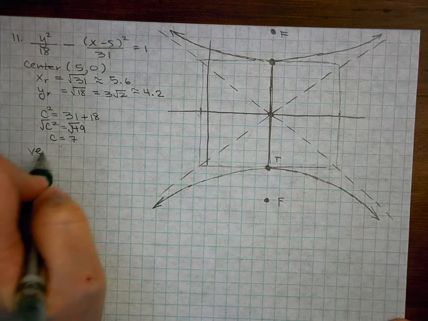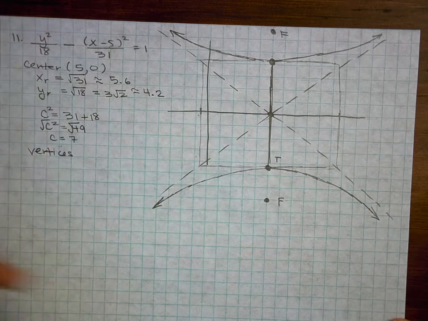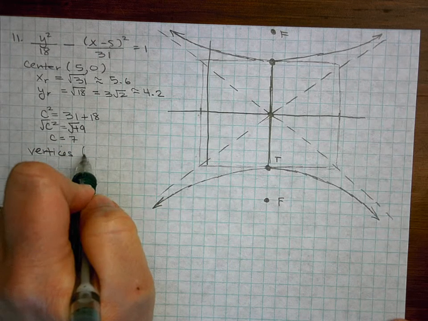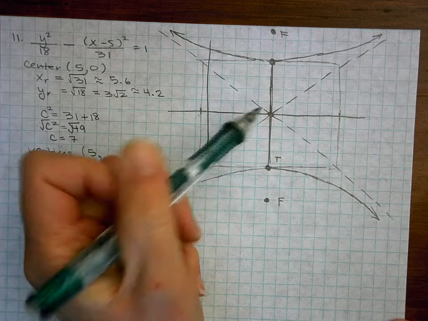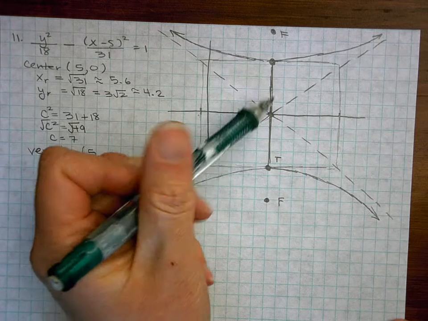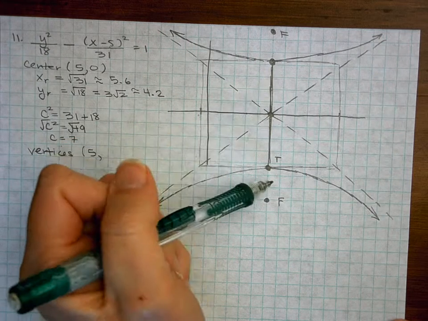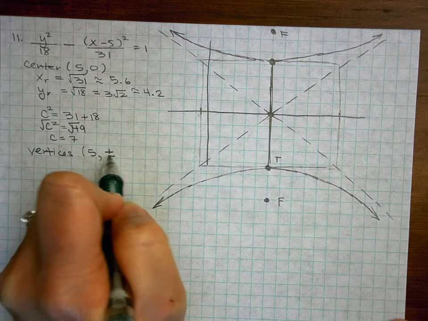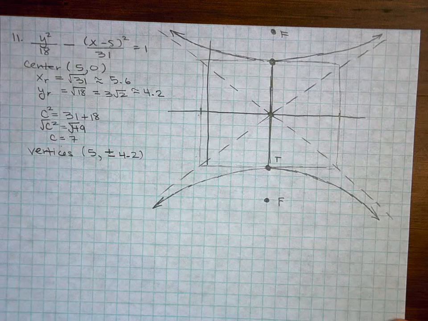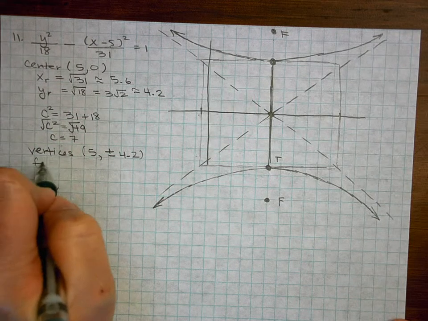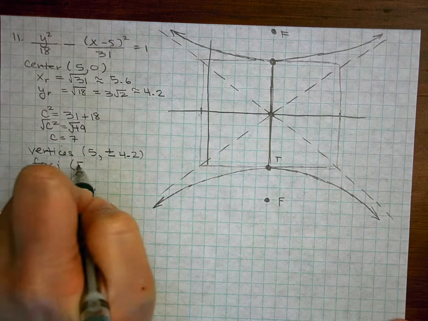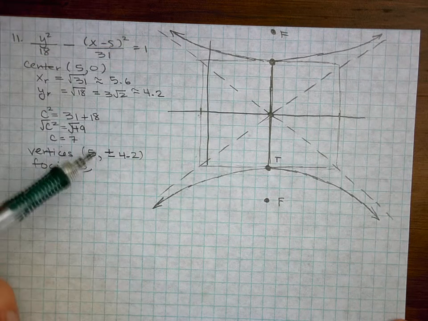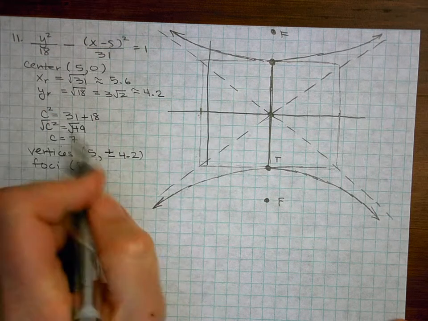So my vertices, write those as ordered pairs. My center was at 5, so my vertices will be at 5. And then I went up my x radius or y radius and down, so that was 4.2 both directions. So I'm just going to say plus or minus 4.2, a little shortcut there. And then I want to do the same for my foci. So again, we started at 5, which is where the center was, and then we went up 7 and down 7. So because this is at 0, I can just write plus or minus 7.